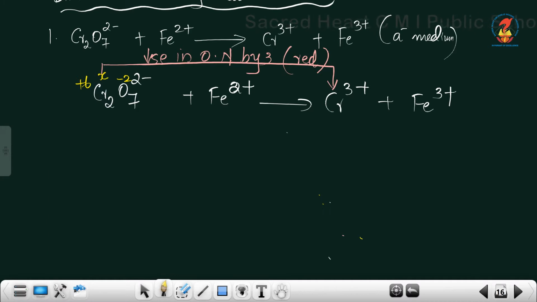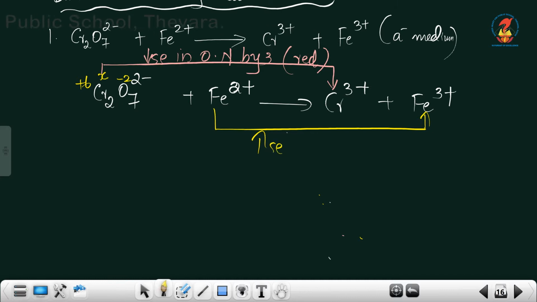Now see the case of oxygen. On the left hand side it is minus 2, and on the right hand side there is no oxygen to compare. See the case of iron. Here Fe2 plus changes to Fe3 plus. That means there is an increase in oxidation number by 1, plus 2 becomes plus 3, and this represents oxidation. Now we know who is undergoing reduction and who is undergoing oxidation.